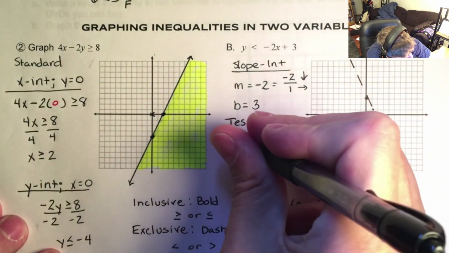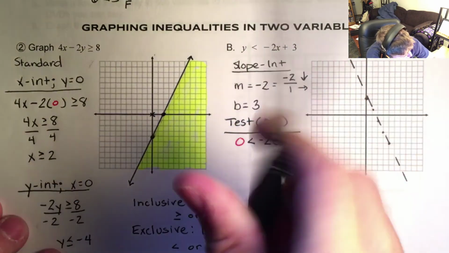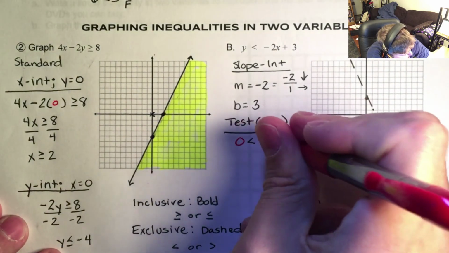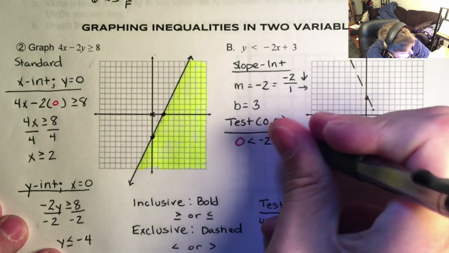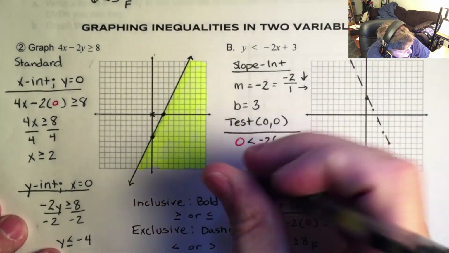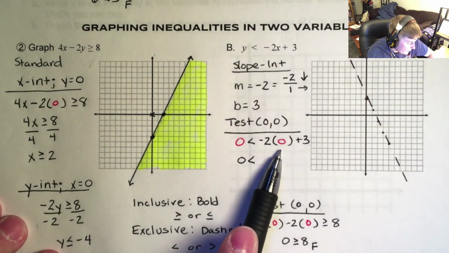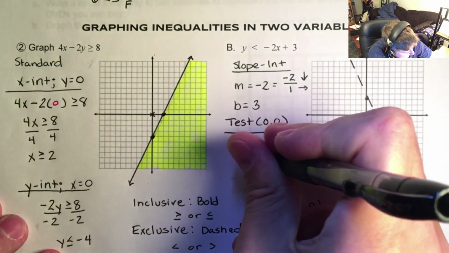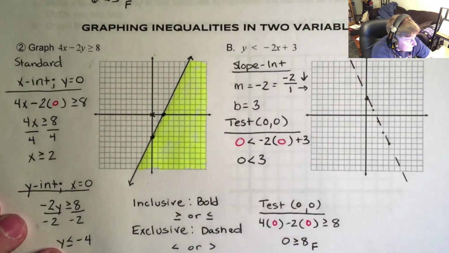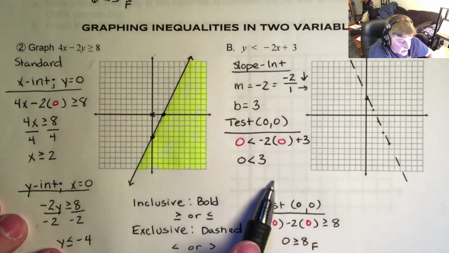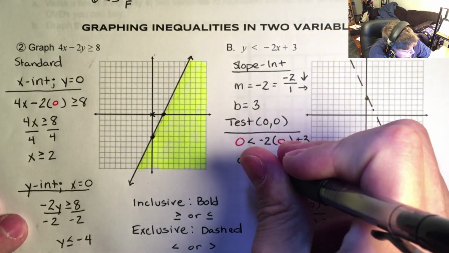And I am going to replace x with 0. And then plus 3. Okay, so left side stays the same. 0 is simplified. And then I have -2 times 0. Well, that's 0. And then plus 3 here. Okay, so as I'm looking at this, 0 is less than 3. I know that statement to be true.